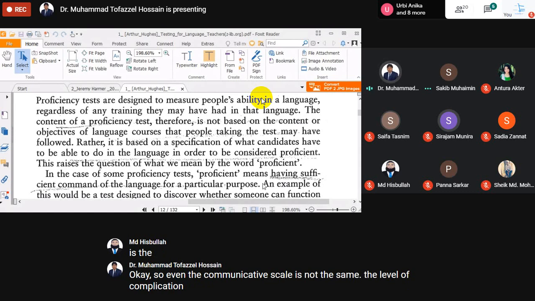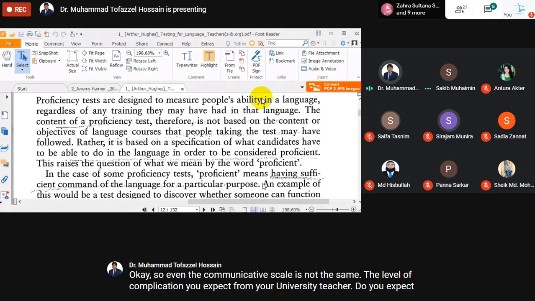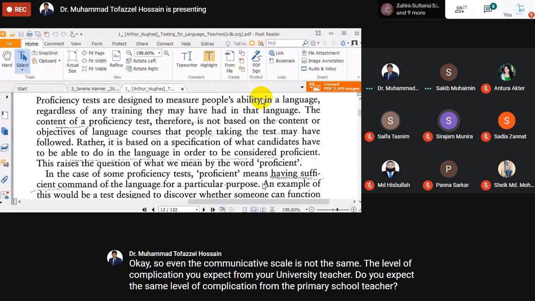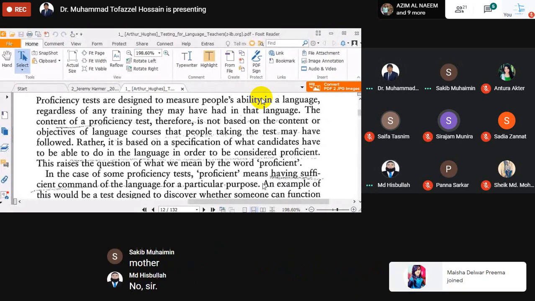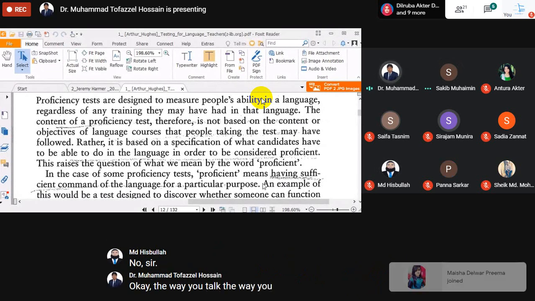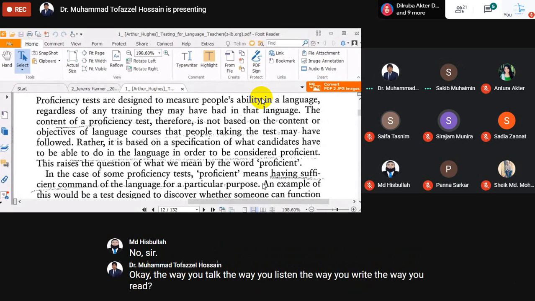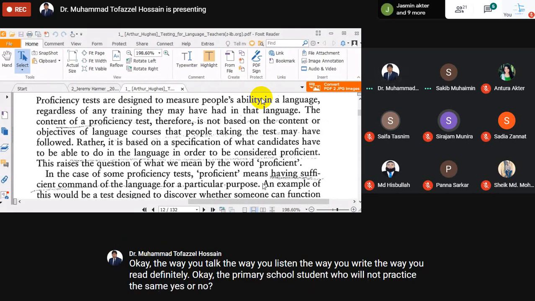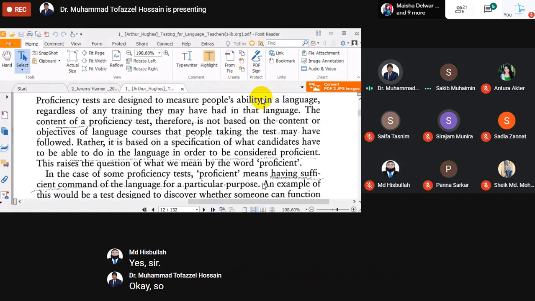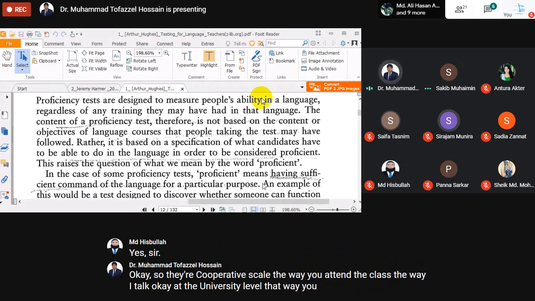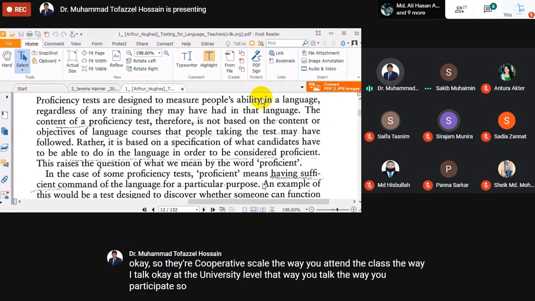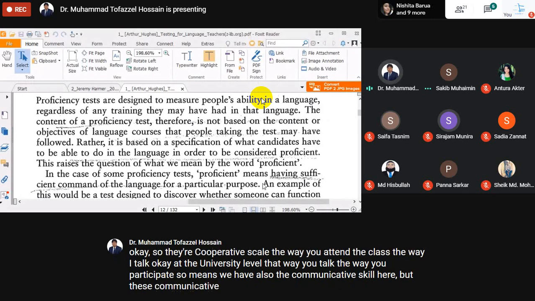So even the communicative scale is not the same. The level of communication you expect from your university teacher, do you expect the same level of communication from the primary school teacher? No, sir. The way you talk, the way you listen, the way you write, the way you read, definitely the primary school student will not practice the same. Yes or no? Yes, sir. So their communicative skill, the way you attend the class, the way I talk at the university level, the way you talk, the way you participate. So we also have the communicative skill here, but this communicative skill is definitely different from other levels.